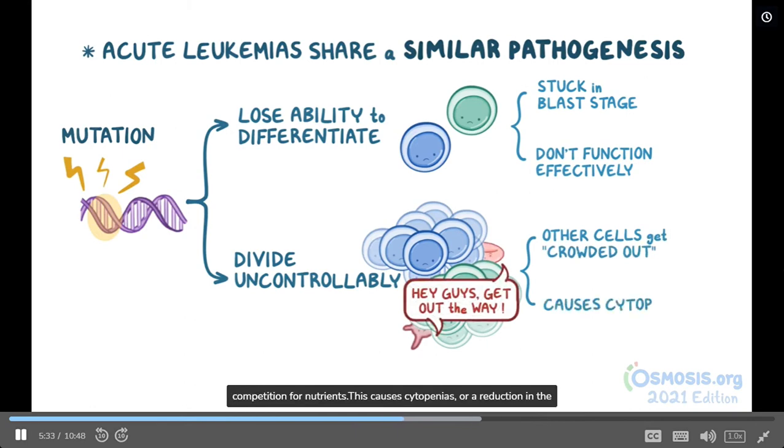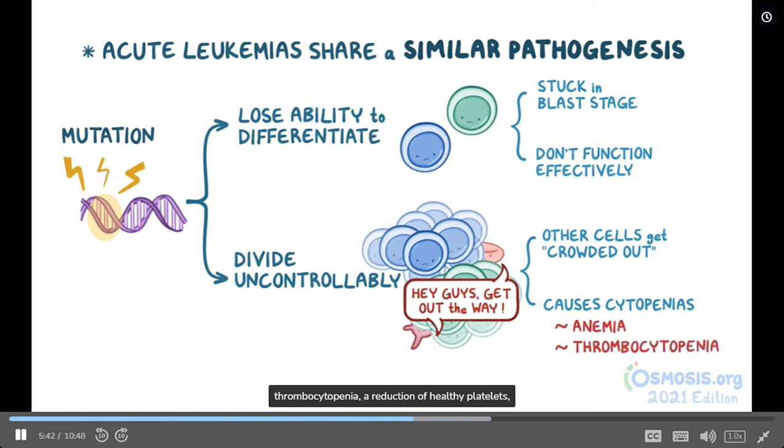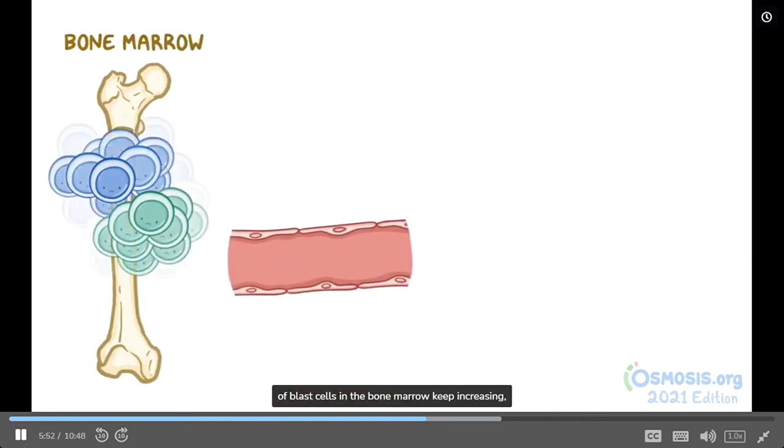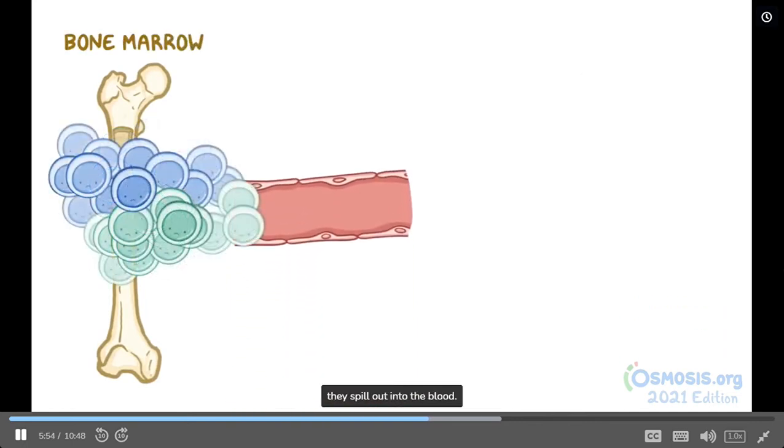This causes cytopenias, or a reduction in the number of healthy blood cells, like anemia, which is a reduction of healthy red blood cells, thrombocytopenia, a reduction of healthy platelets, and leukopenia, or a reduction of healthy leukocytes. As the number of these blast cells in the bone marrow keeps increasing, they spill out into the blood.